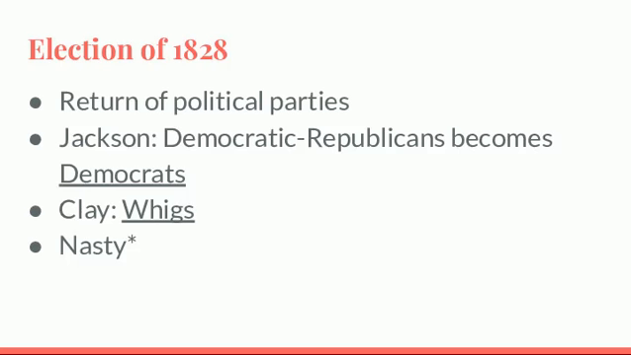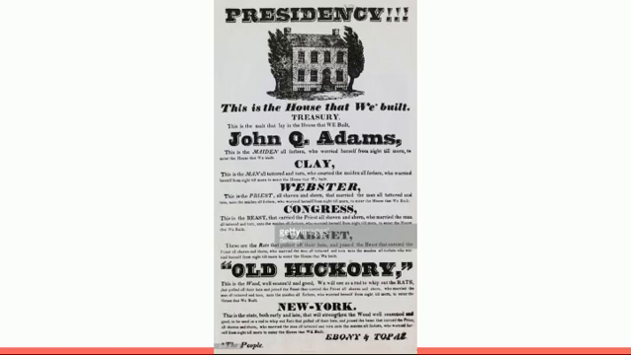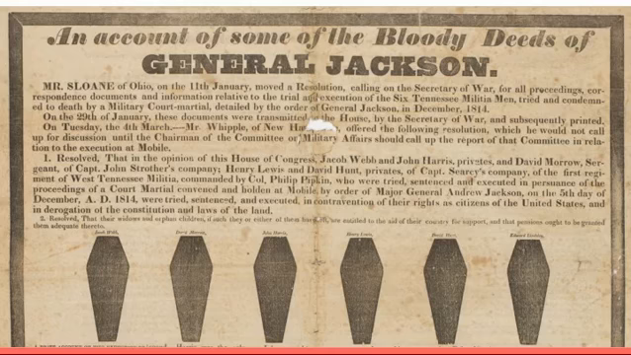Now, John Quincy Adams is going to go against Andrew Jackson, and it also represents the first major time that political campaigning is going to exist, with pamphlets and different things like that encouraging you to vote for a certain person. This is one example of that, mudslinging, is what we call it. When Andrew Jackson was in the War of 1812, you can see it says an account of some of the bloody deeds of General Jackson.